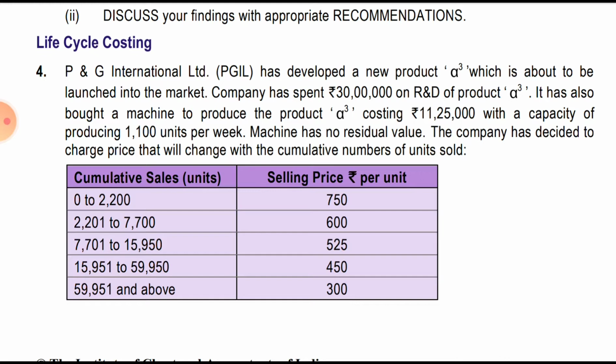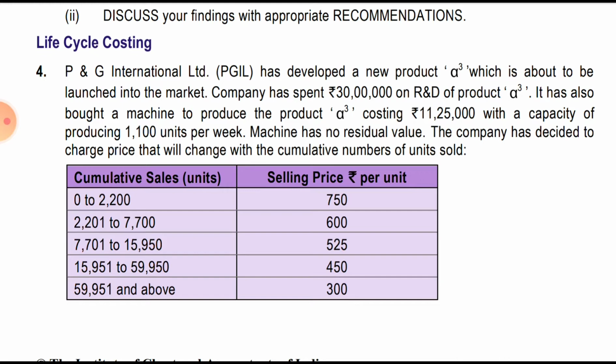It has also bought a machine to produce a product Alpha 3 costing 11,25,000 with a capacity of producing 1,100 units per week. The machine has no residual value. So the company has bought the machinery for 11,25,000, and it has also spent 30 lakh rupees on research for this Alpha 3 product.